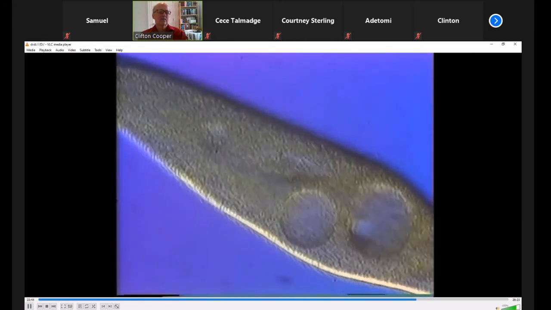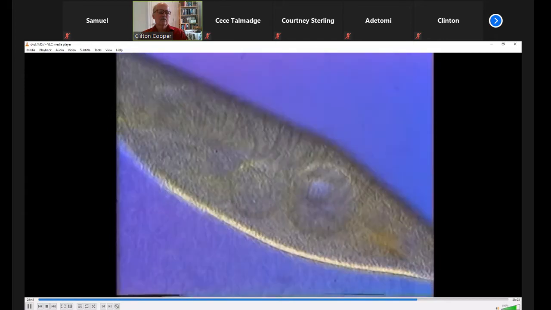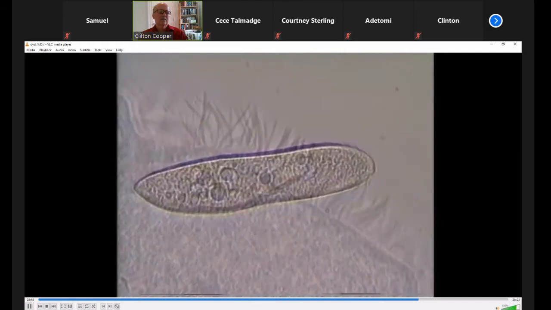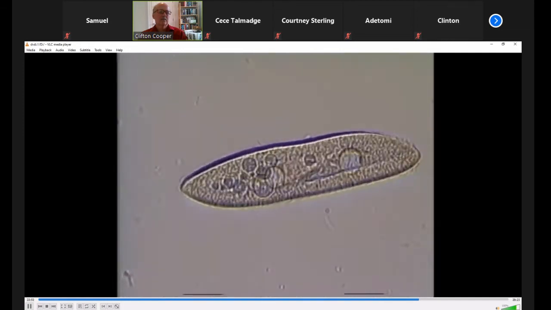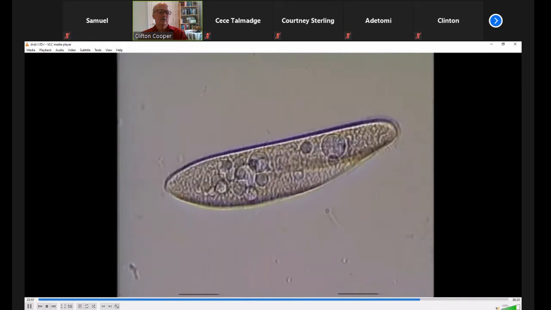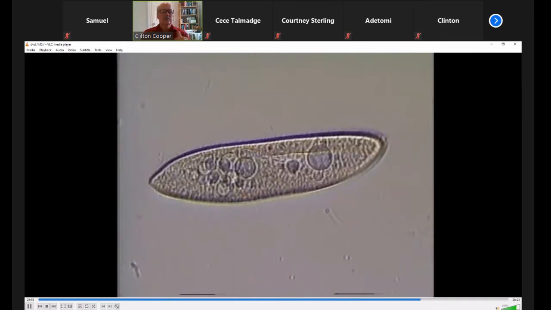Cilia are much shorter and more numerous than flagella. They appear as short, hair-like extensions of the cell. Unlike the rotating motion of flagella, cilia beat backward and forward to propel the cell, as in this paramecium, or to draw fluids over tissues.